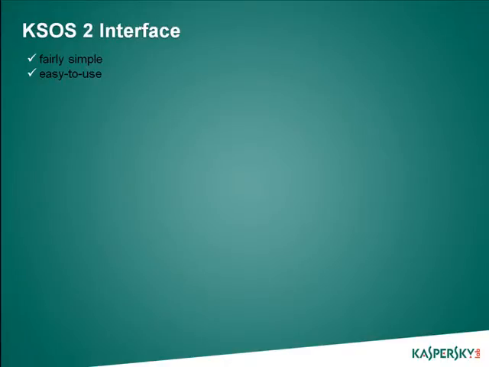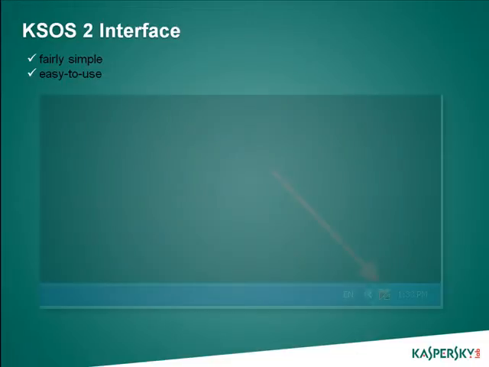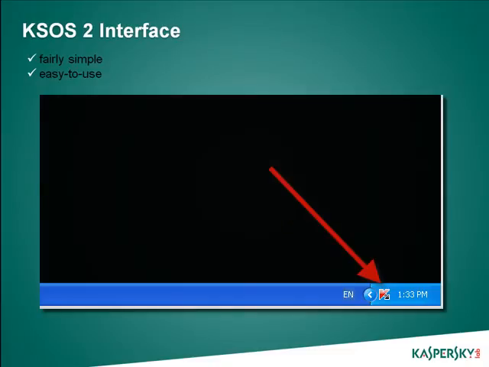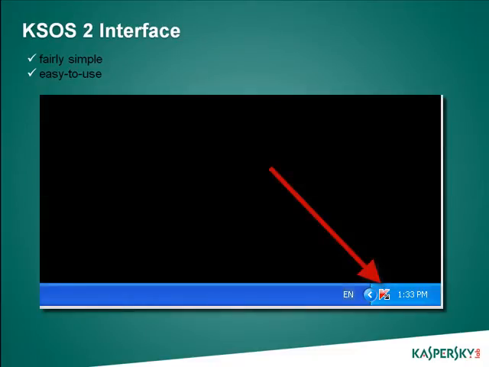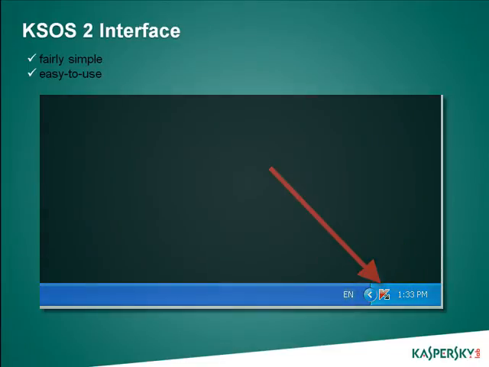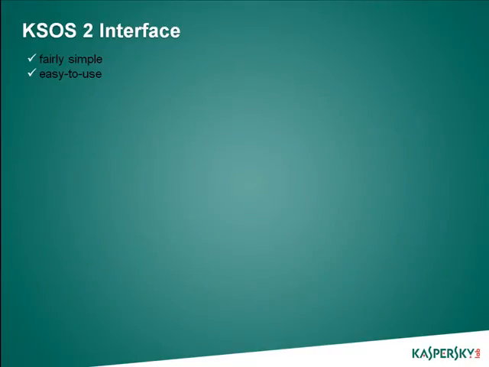KSOS2 has a fairly simple and easy-to-use interface. Immediately after installing KSOS2, the application icon will appear in the Microsoft Windows taskbar notification area. This icon is an indicator of the application's operation. It also provides access to the context menu, the main application window, and the news display window. As an indicator, it reflects the protection status and shows a number of basic functions performed by the application.